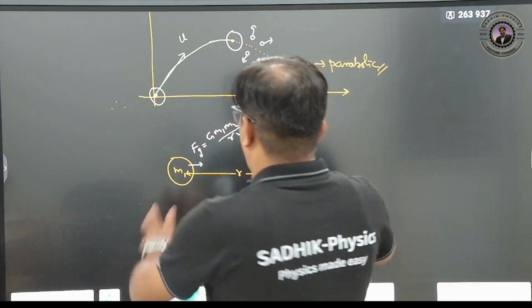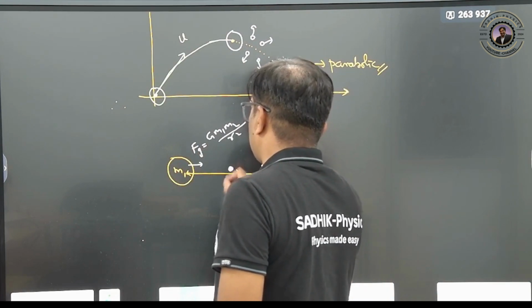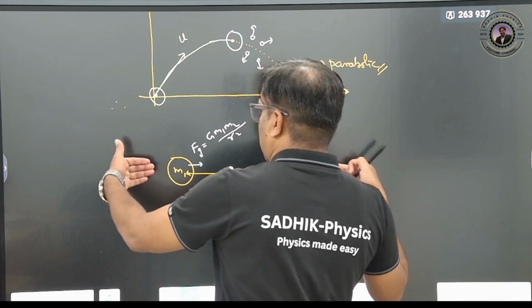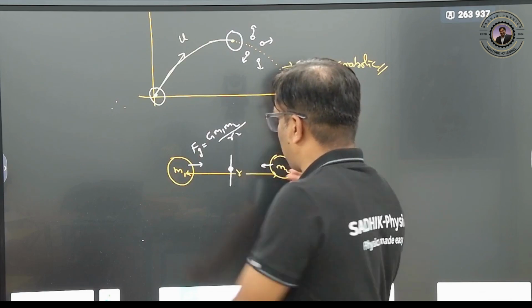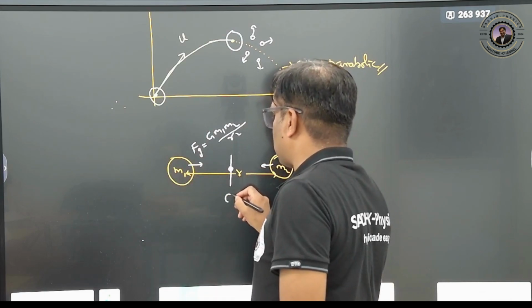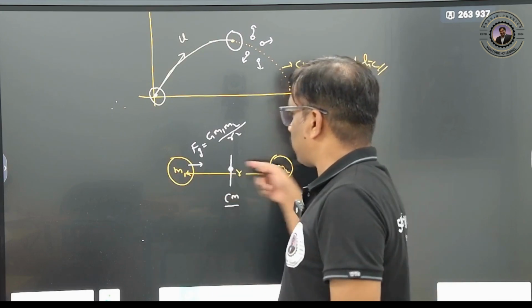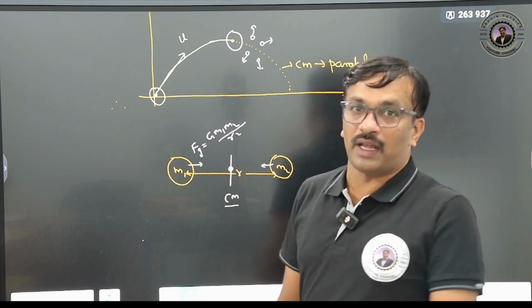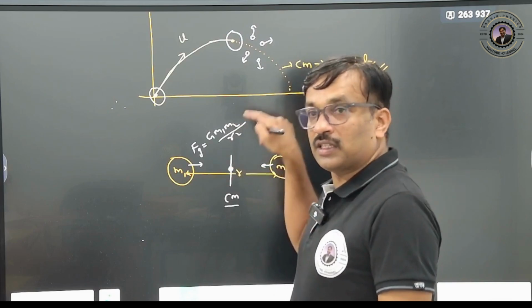So when these two particles are there, the center of mass is here. Now as these two particles are coming closer, even though they are moving, the center of mass is still going to lie at this point only. Why? Because this mutual attraction force is nothing but an internal force. Therefore the center of mass is still going to lie there.